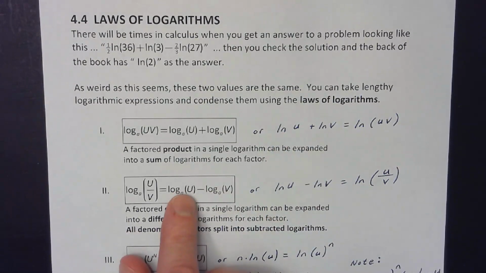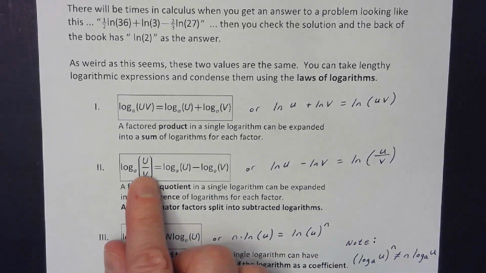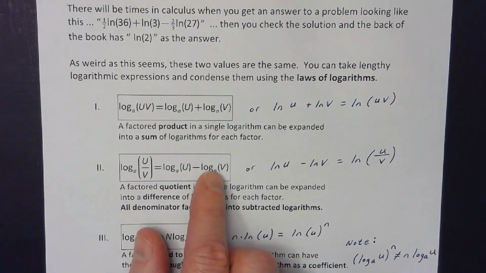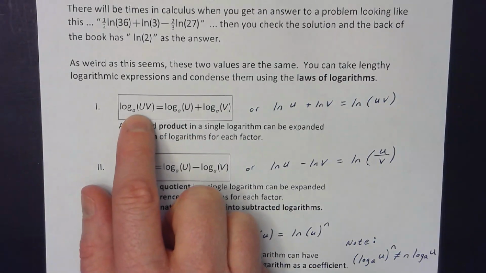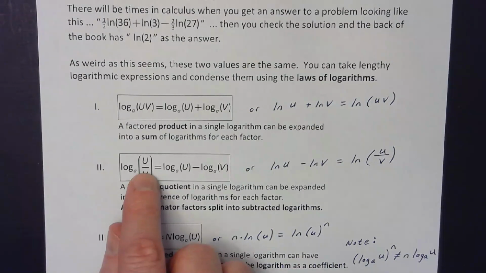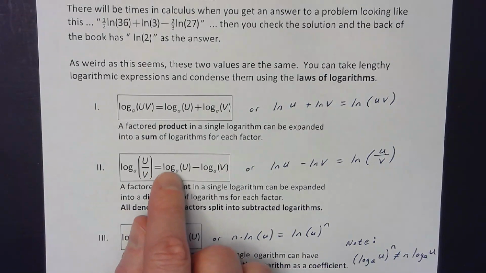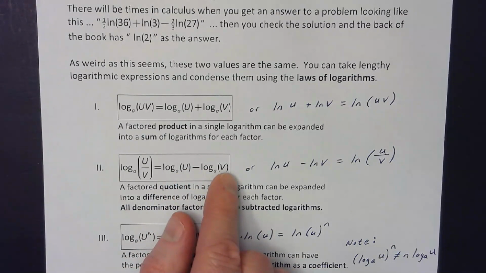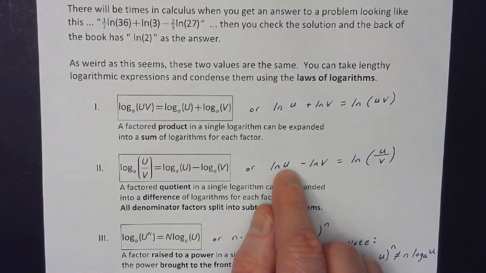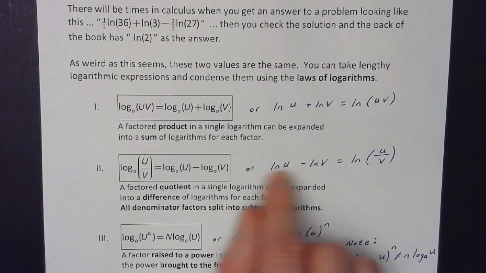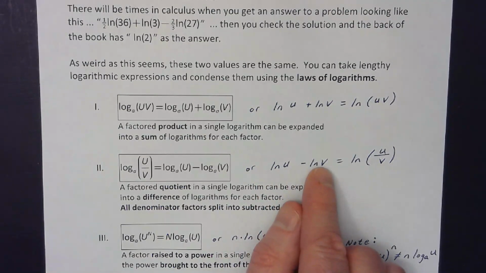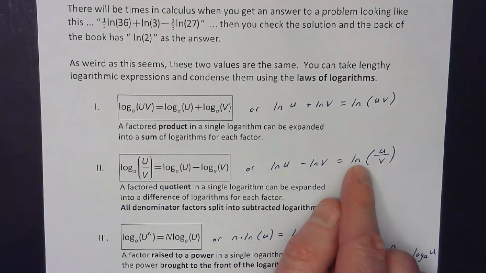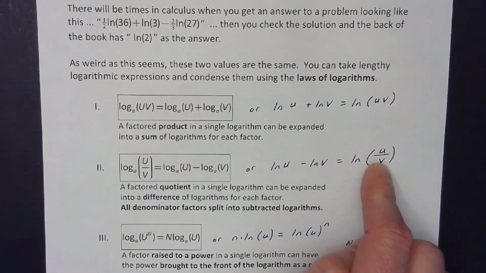Now, for the next one, what if I have a quotient inside of a logarithm? So the log base A of u over v. Anytime you have a division or a quotient, you can separate them up through subtraction, and that should make sense. If you separate multiplication by addition, then you separate division by subtraction. So in this case it's going to be the log base A of u minus the log base A of v. And then over here, what if we had it in terms of natural logs? As an expanded expression, you could say the natural log of u minus the natural log of v is equal to the condensed expression, the natural log of the quotient, u over v.